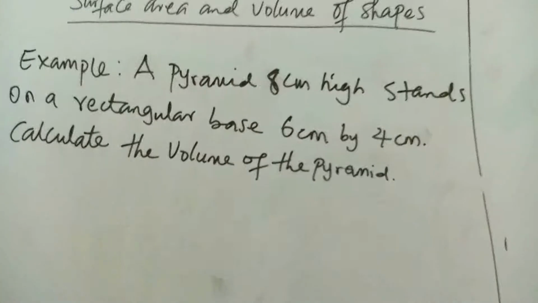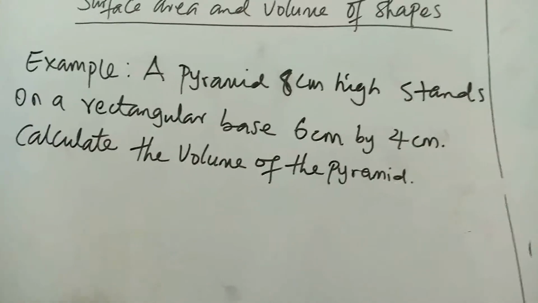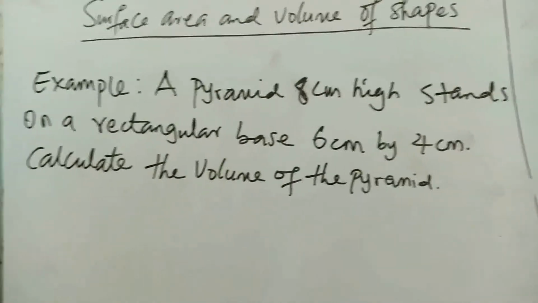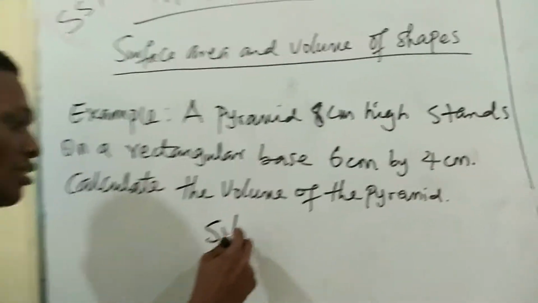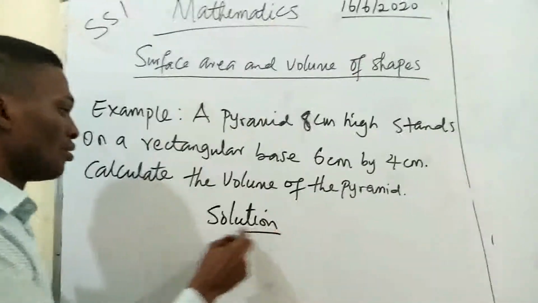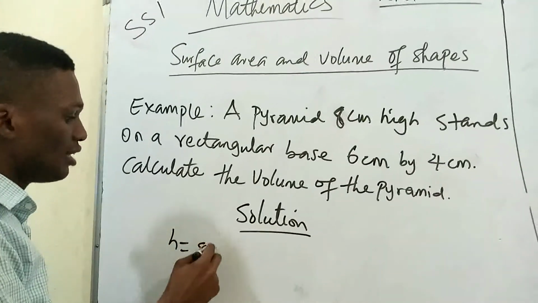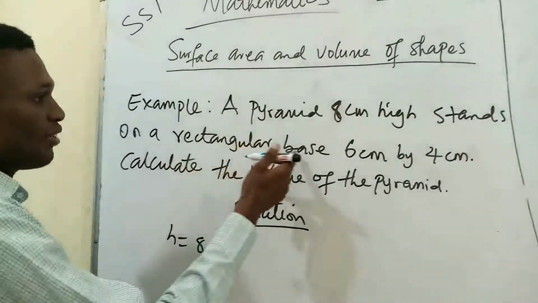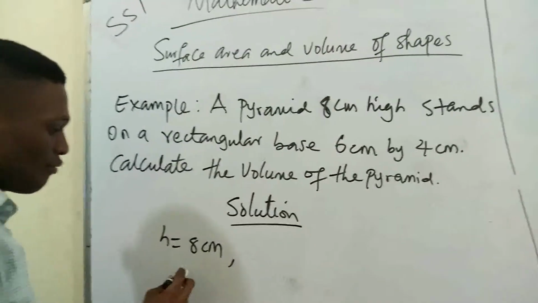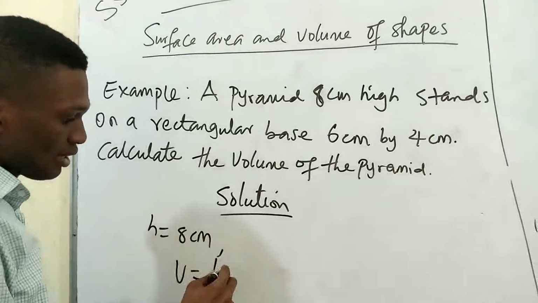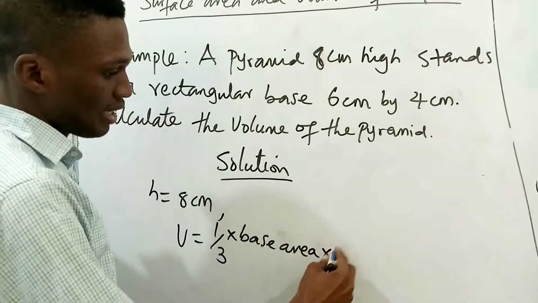Okay, let's look at another example. A pyramid 8 cm high stands on a rectangular base 6 cm by 4 cm. Calculate the volume of the pyramid. Our height h is 8 cm. It stands on a rectangular base 6 cm by 4 cm. So our volume, we know already, is 1 over 3 times base area times height.